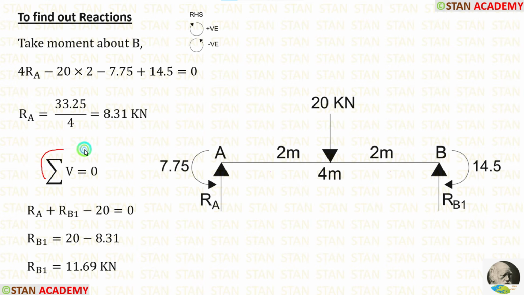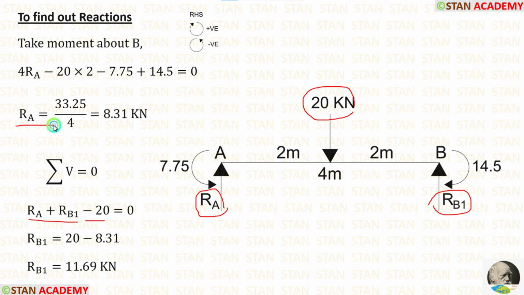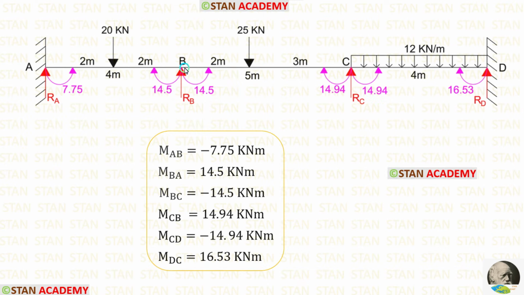Now, using the rule, summation of vertical forces is equal to 0, we can calculate RB1. In this span, there are three forces. RA and RB1 are acting upwards, so both are positive. Point load 20 kN is acting downwards, so it is negative. We already know the value of RA, let us apply that. In this way, we can get RB1, which is equal to 11.69 kN.